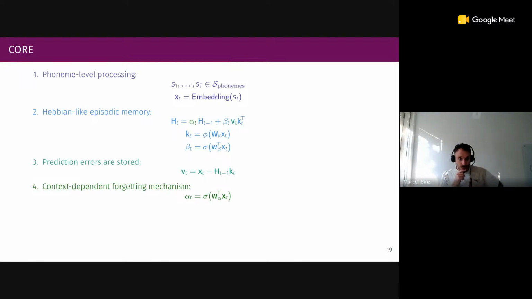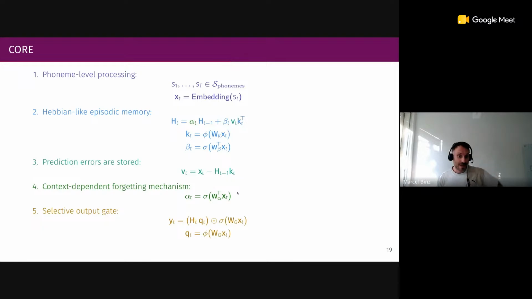There's also a forgetting mechanism that's context dependent. We assume that the memory h_{t-1} in each time step can decay by a factor between 0 and 1. So 1 means no decay, 0 means completely erasing the memory. And how much that is happening is, again, a function of the input.